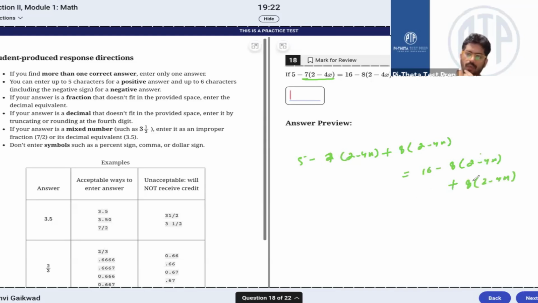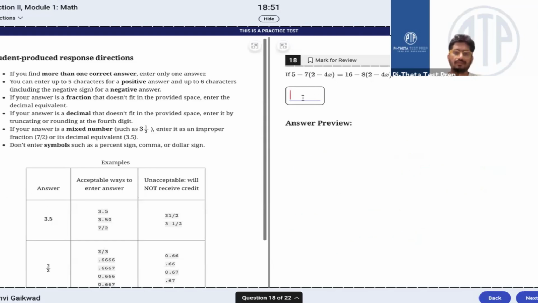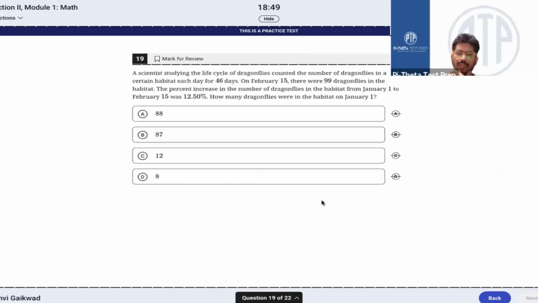So if you observe, 8(2 minus 4x) and 8(2 minus 4x) get cancelled. Negative 7 times (2 minus 4x) plus 8 times (2 minus 4x) is positive (2 minus 4x), and that is equal to 16 minus 5. So we can just subtract 5 on both sides, and we get 2 minus 4x is 16 minus 5, that is 11. We could have done it with Desmos as well. We got the value of x, but sometimes we miss the last line here, so I've tried solving it manually also for you. So our answer is 11 here. Going to the next slide.